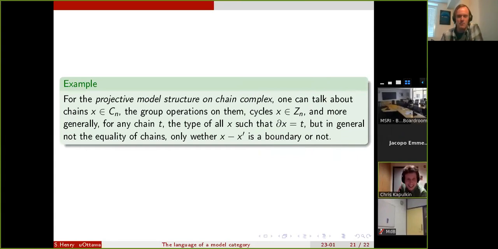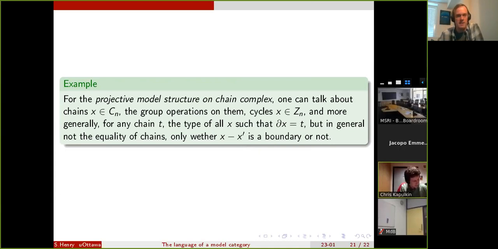Okay, so the other example is fairly simple. If you look at the projective model structure on chain complexes, then you'll get a language. In the projective model structure, every object is fibrant, so you can talk about every object. And you can talk about chains living in some degree. You also have a group operation on chains. You can talk about cycles more generally.